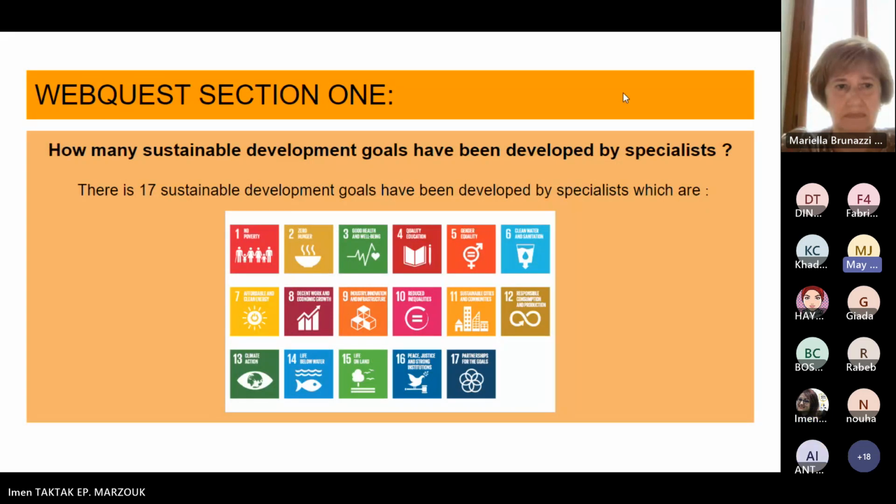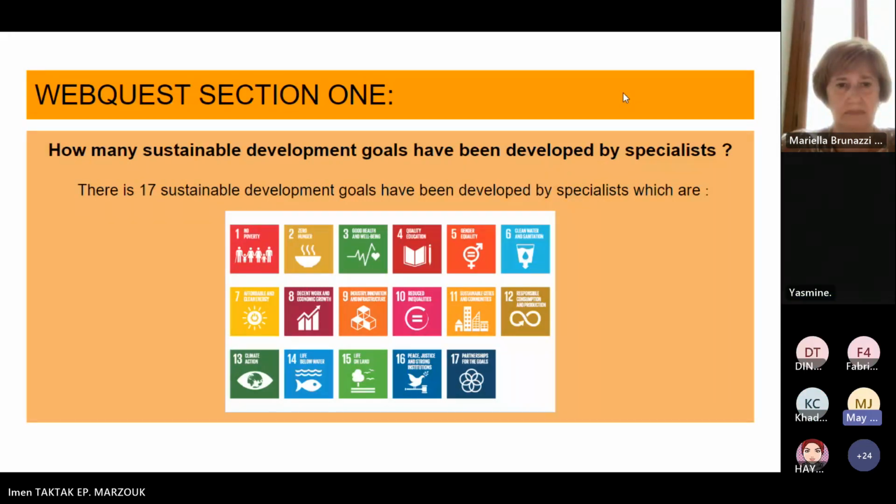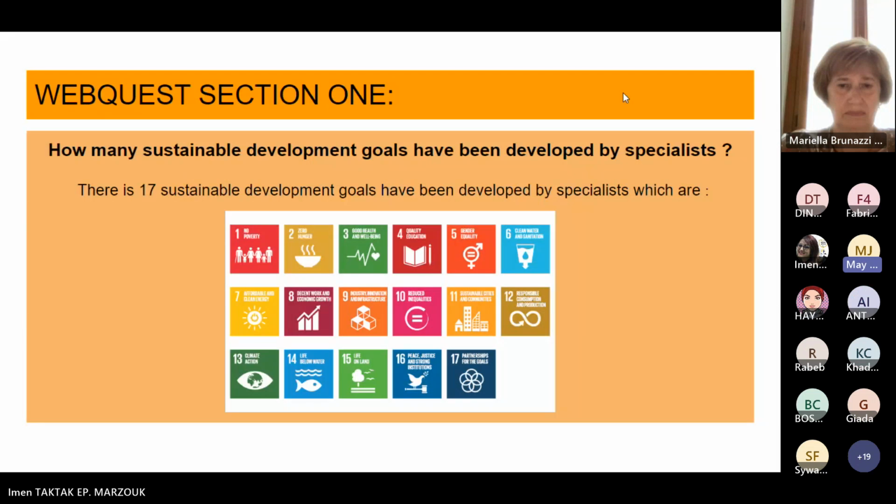In fact, you have 17 sustainable development goals. As you can see, there are 17 that have been developed. The first one is no poverty, the second one is zero hunger, the third one is good health and well-being, the fourth one is quality education, the fifth one is gender equality. The sixth one is clean water and sanitation. The seventh is affordable and clean energy, etc.